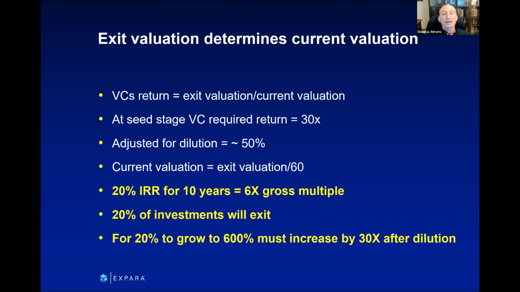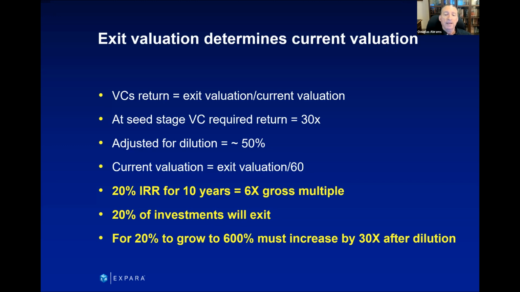Because why? We could divide by 30 if equity at exit was 100% of equity at investment, but it won't be. It'll be 50%. So that means instead of dividing by 30, we have to double that number and make it 60. The other way to think about it is 60 times 50% would equal 30. So to get to the final calculation, using the VC method at seed stage, current valuation equals exit valuation divided by 60.